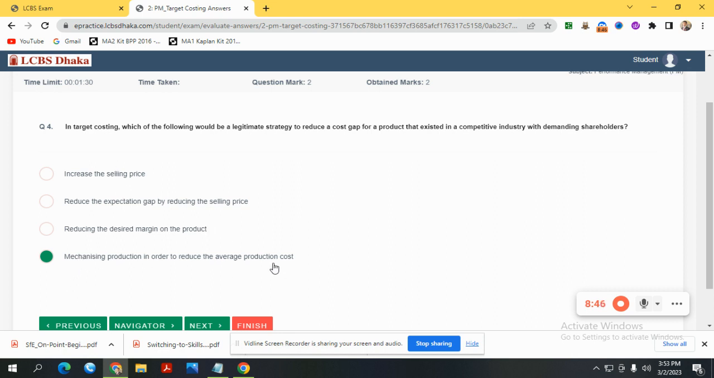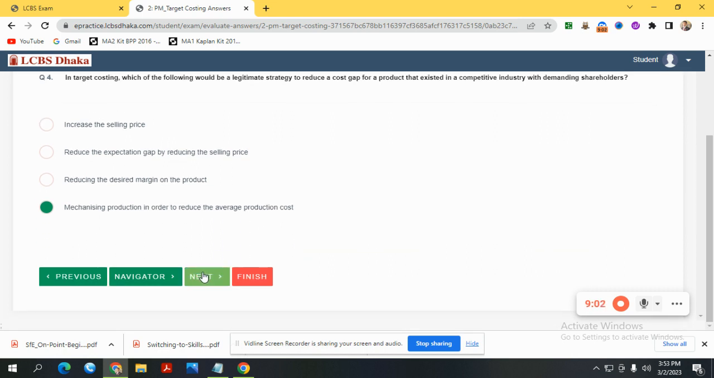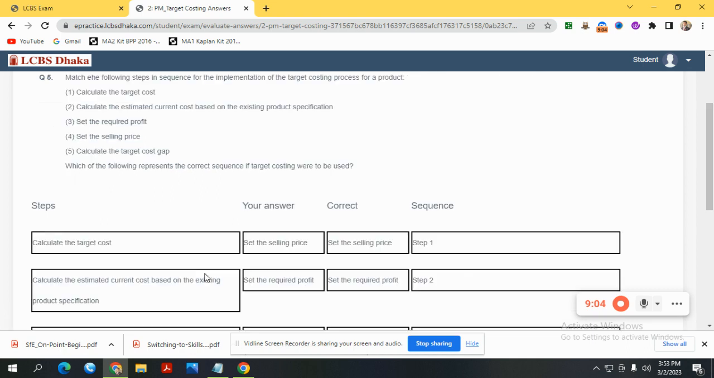So by elimination we can automatically come to this: the mechanization of production in order to reduce the average production cost. This is the right answer. So the right answer to question 4 is mechanizing production in order to reduce average production cost. All right. Okay, let's go to the next one.